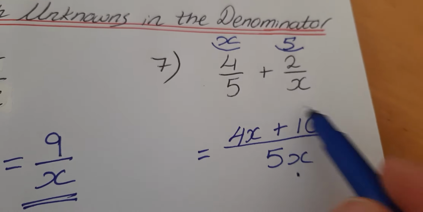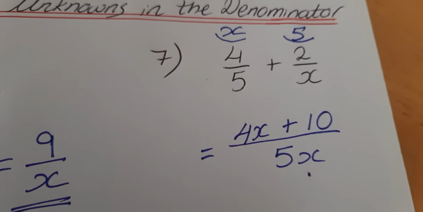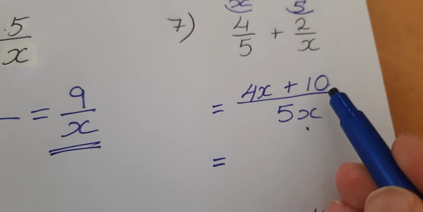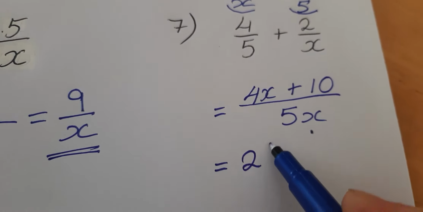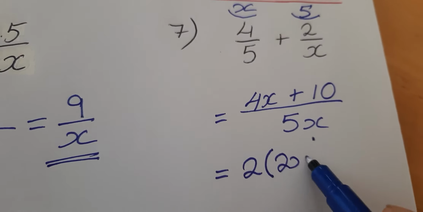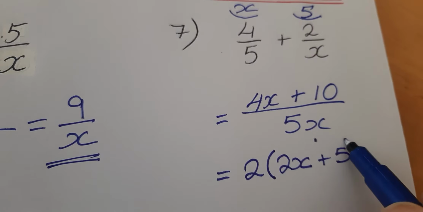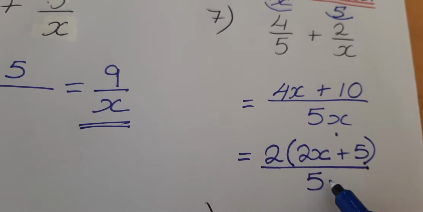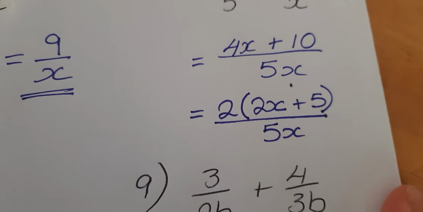We notice that the numerator can actually be factorized. We have a common factor here. The common factor is 2. They both divide by 2. So 2 times what will give me 4x? 2 times 2x plus 5 over 5x. Why did we need to factorize at the end?